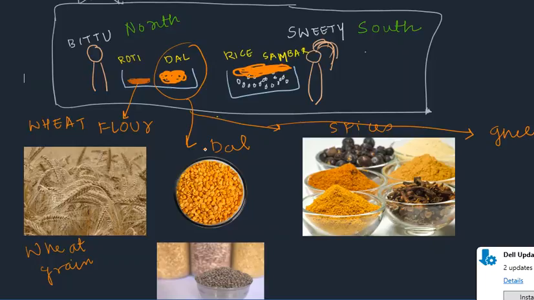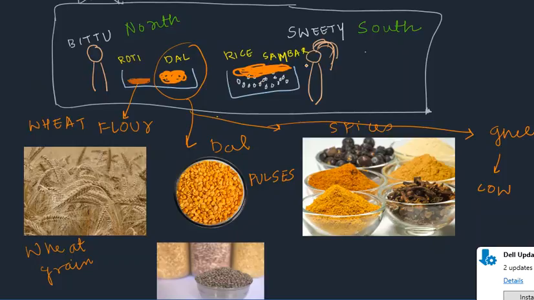So dal is a type of pulse. There are pulses, then spices. Both of these are grown on plants. Another one is ghee, a dairy product that's obtained from the cow. So now you know the basic sources. In roti and dal, the basic sources are the wheat grain, then pulses, which are grown as a plant, and then ghee, which is obtained from the cow.